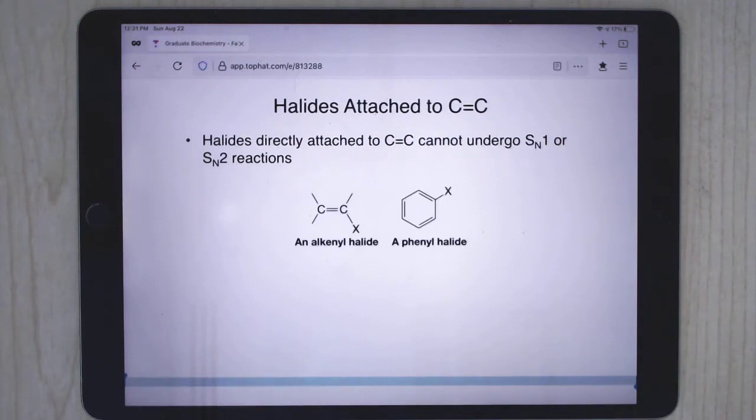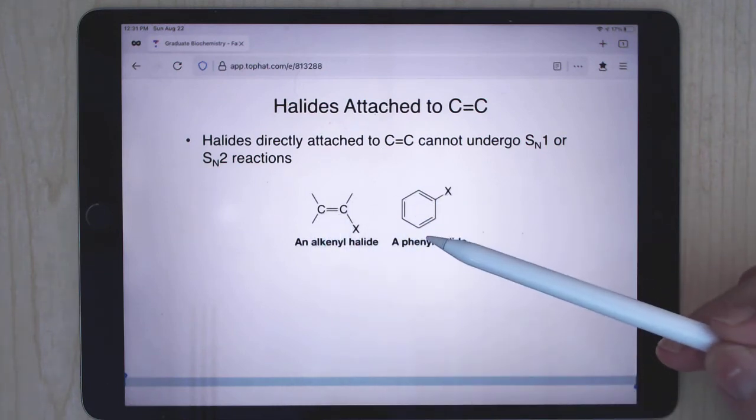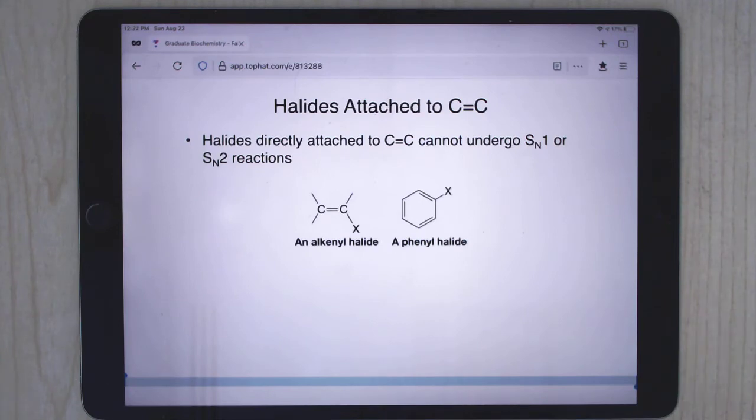The other thing that's absolutely never going to work for an SN2 reaction is if that leaving group is on a double bond. It doesn't matter if it's an alkene or if it's on a benzene. It's on a double bond, so that reaction is never going to work.